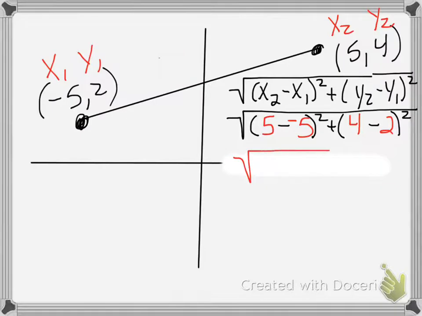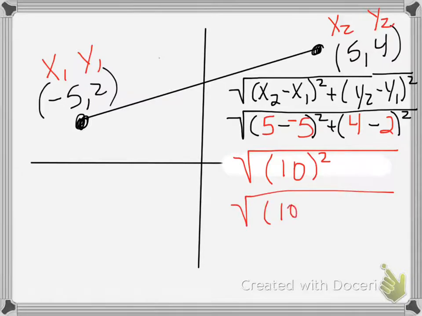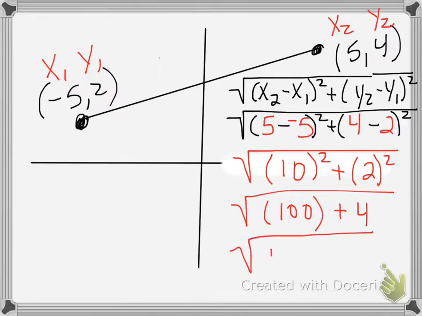So this is the same thing as the square root of what? What's 5 minus a -5? What's minus a negative? A positive, right? 5 minus a negative is a positive. So that's 5 plus 5, which is 10. So we know that's 100. Now here we've got 4 minus 2, which is 2 squared. So that gives me 4. So we're just left with the square root of 104 as our answer.